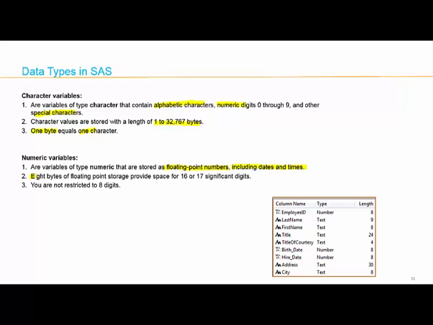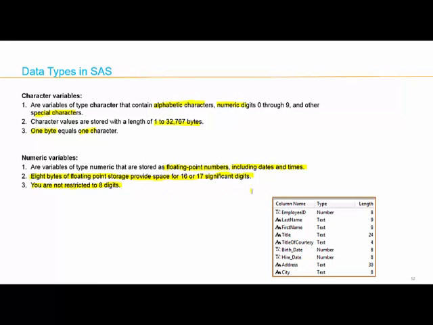The second point tells you the length: the maximum length for a numeric variable is only 8 bytes, but it can store up to 16 to 17 significant digits. So let us see an example of how SAS stores a numeric value with a range of up to 16 to 17 significant digits, with a length of at most 8 bytes. But the length is not restricted to only 8 bytes. It can increase or decrease depending upon the requirement.